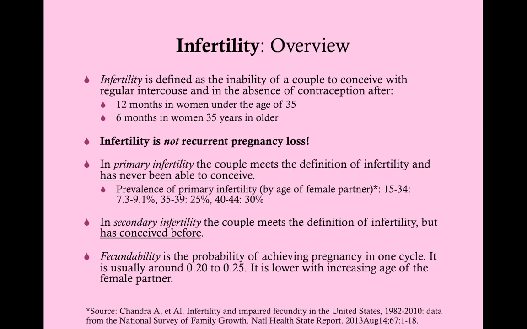You have a 25-year-old guy and a 70-year-old guy. Both of them can get women pregnant. With women, obviously, much different. Secondary infertility: the couple meets the definition of infertility, but they've been able to conceive before.